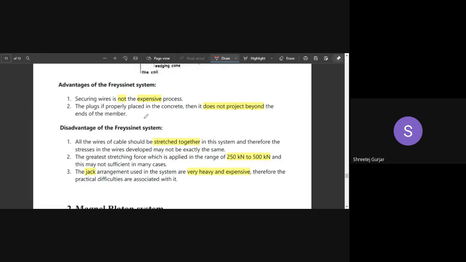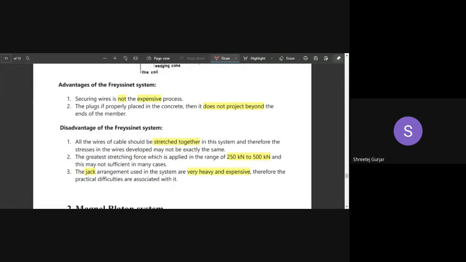Coming to your third disadvantage, that is the jacks. As I've told you, we need special jacks, the Fresnel double acting jacks, and these jacks are very heavy and very expensive. So there are many practical difficulties associated with it. These jacks come under the disadvantages of the Fresnel system. So this is about the Fresnel system, which is the first system in post-tensioning. This is an important system, which you have to explain in detail.